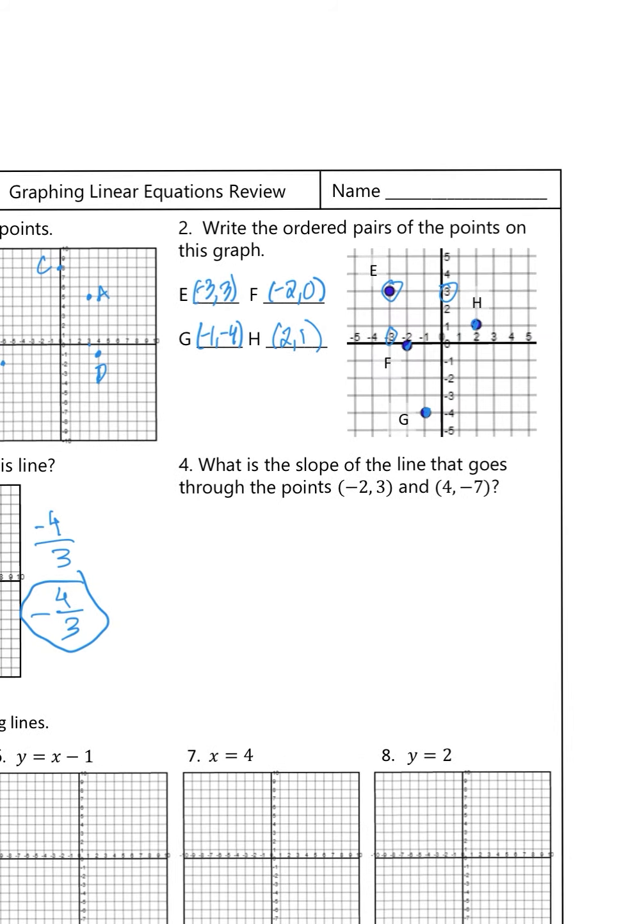Let's find the slope of the line that goes through the points -2, 3 and 4, -7. We are going to either graph these so that we can count the slope, which is totally something you can do, or we might go ahead and use the formula, which is m equals y2 minus y1 over x2 minus x1.